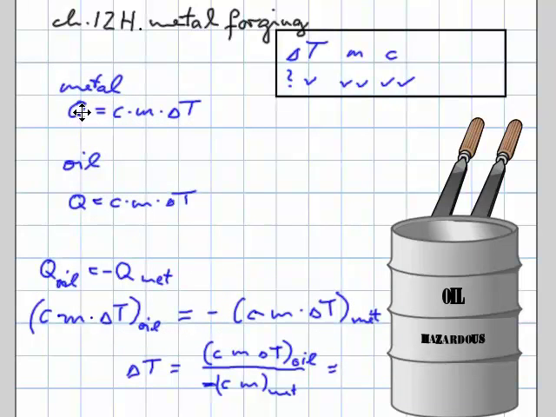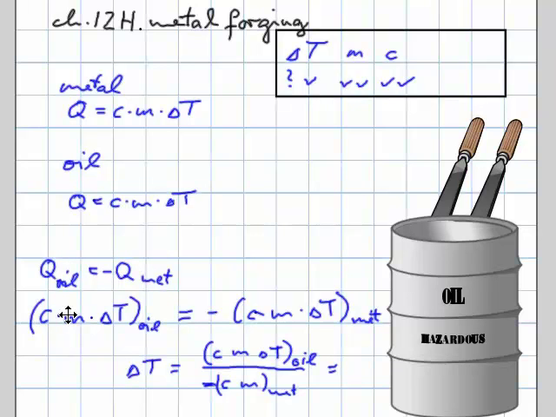For the metal, the heat flow is this. For the oil, the heat flow is that. Then the heat flows into the oil, so this one is positive. The heat flows out of the metal, so this one is negative, and therefore in order to equate to here, I put an additional negative in here. So this is a negative of a negative, making that positive then.